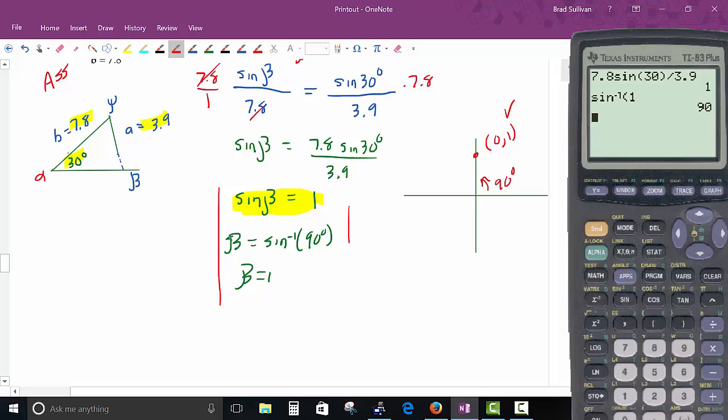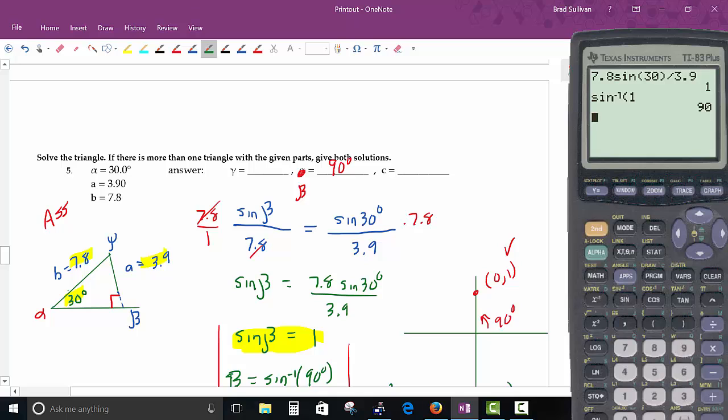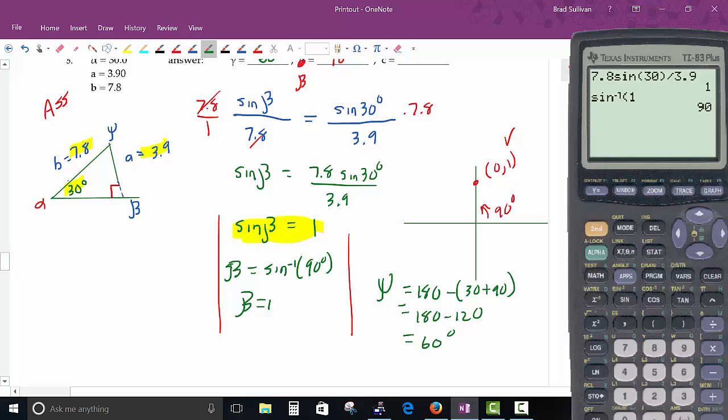We can find the angle, of course. We now know that this is really a right angle now. So to find gamma, we just do 180 minus the two angles, which are now 30 and 90, which would be 180 minus 120, so that's equal to 60 degrees. So we know that we have a 30-60 right triangle. Now we could use the Pythagorean theorem, since it's a right triangle, but let's not do that. Let's do a law of sines ratio to finish this up.